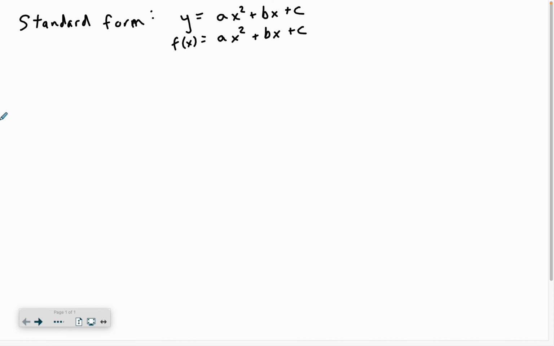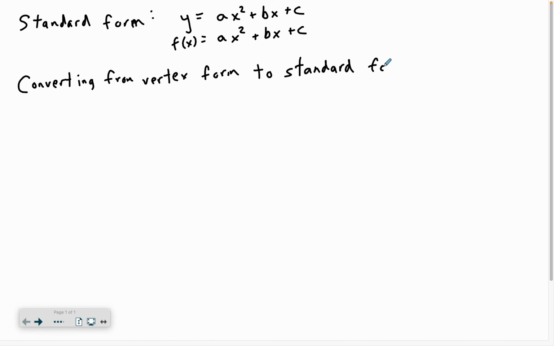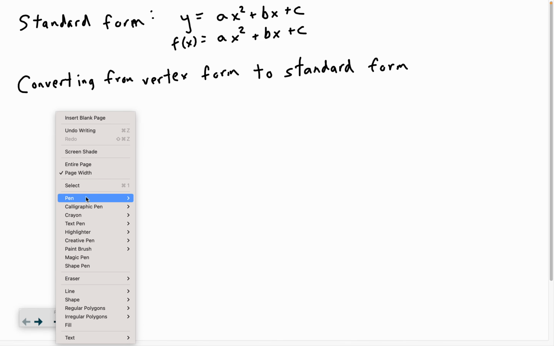But one thing you need to know is how do we convert from vertex form to standard form. Alright, so the key to knowing how to convert from vertex form to standard form is knowing how to FOIL. You've been foiling for a while, and this is just putting that to good use.